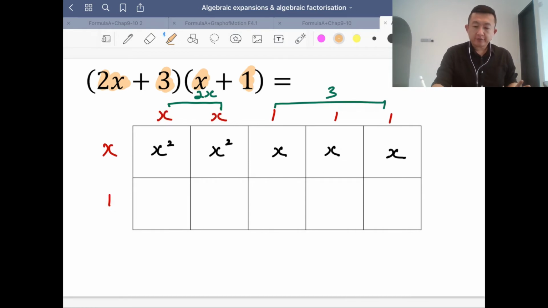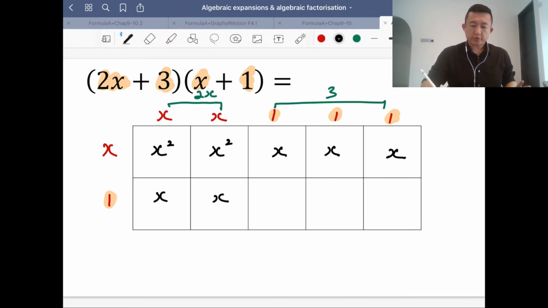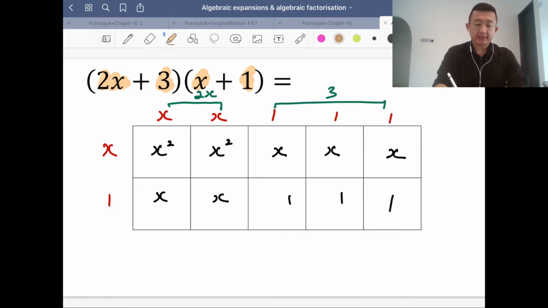So you have x and x. Okay, 1 multiplied by 1, 1 multiplied by 1, 1 multiplied by 1. So we have 1, 1, 1. So this is what we do. And then now you can calculate. How many x squared do I have? 2. So your answer is 2x squared.